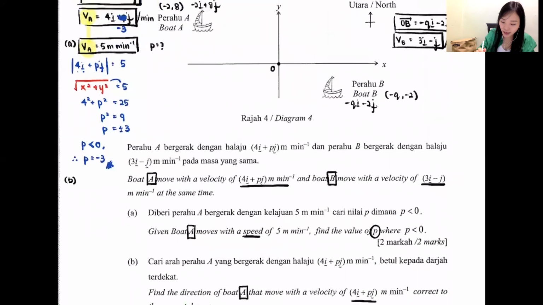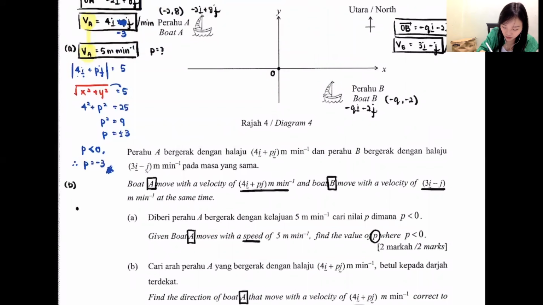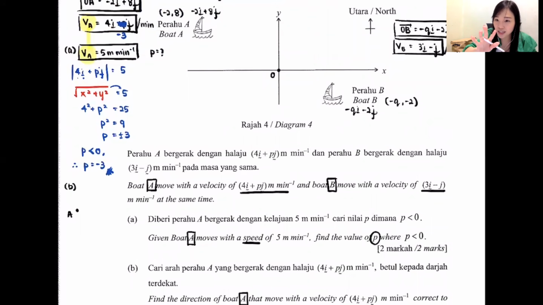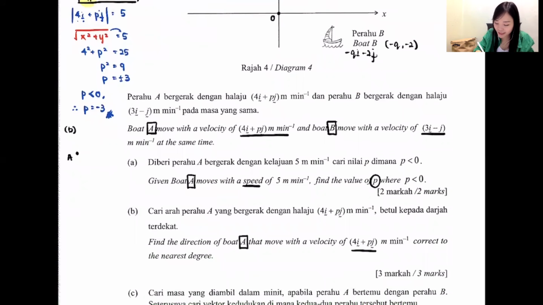Okay, now the boat A located here, correct? So, guys, actually, where the boat A is not important now, okay? Because they want to find the direction. So you know direction is like east, west, north, south, all this stuff, right? So you won't write that because they purposely say find the direction correct to the nearest degree. So you should give them the angle. They want you to find the angle. So how do you guys find the angle?